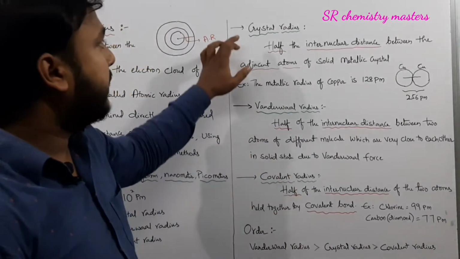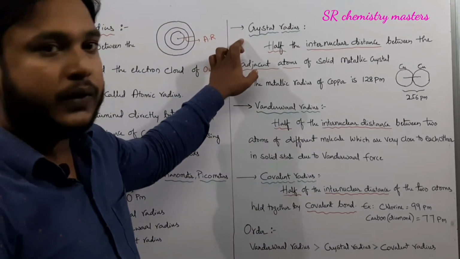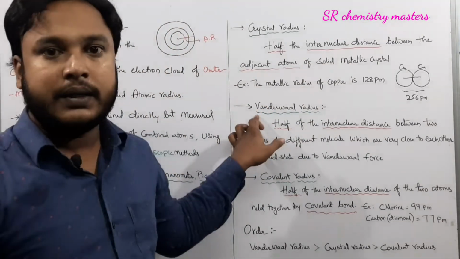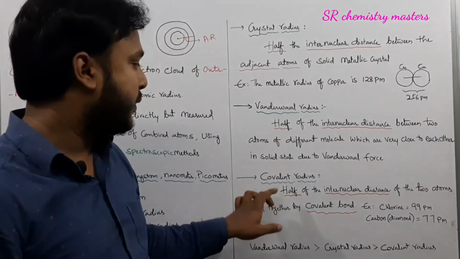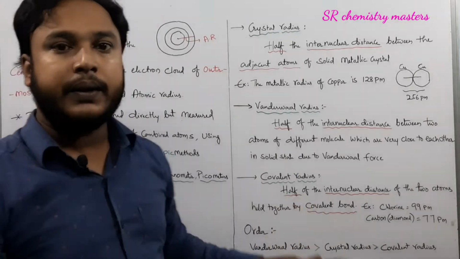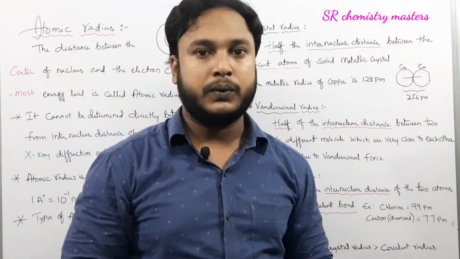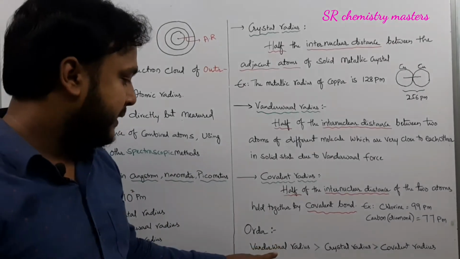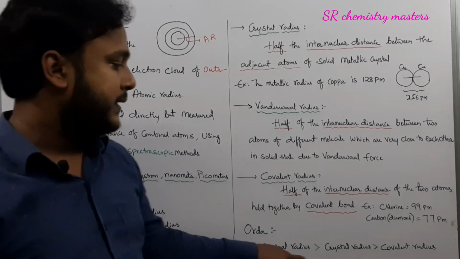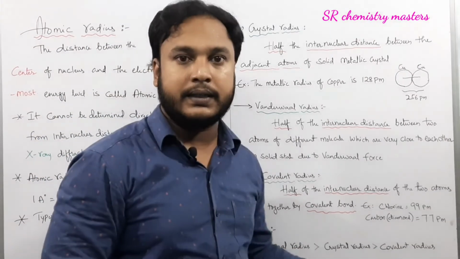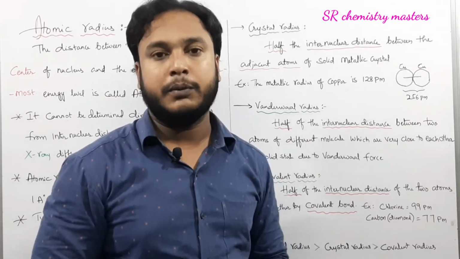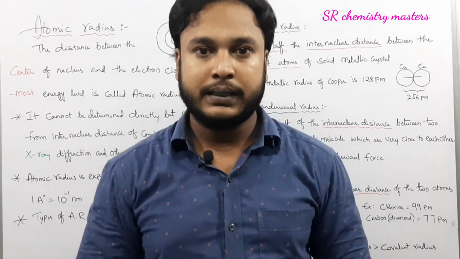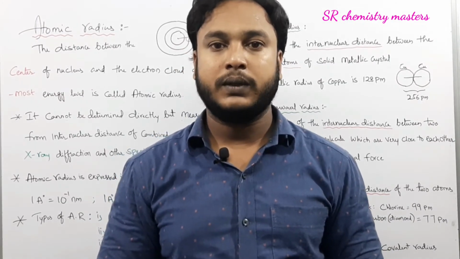Make sure that crystal radius is used for metallic crystals, van der Waals radius is used for zero group elements, whereas covalent radius is used for non-metallic compounds. If we see the order of atomic radii, always the van der Waals radius is greater than crystal radius and crystal radius is greater than covalent radius. Remember, covalent radius is the shortest radius, whereas the van der Waals radius is the longest radius among the 2 atoms.